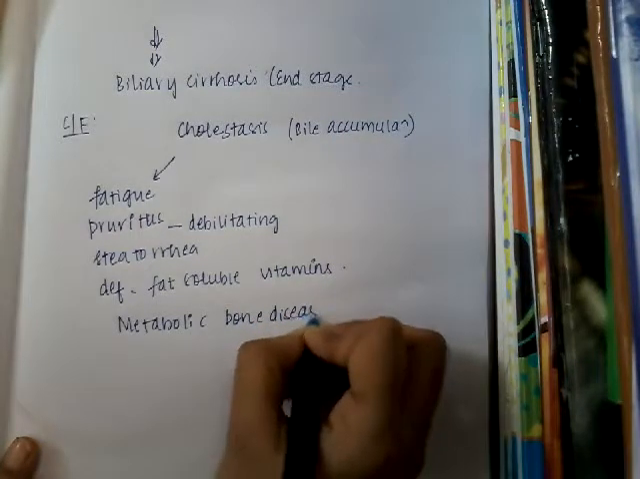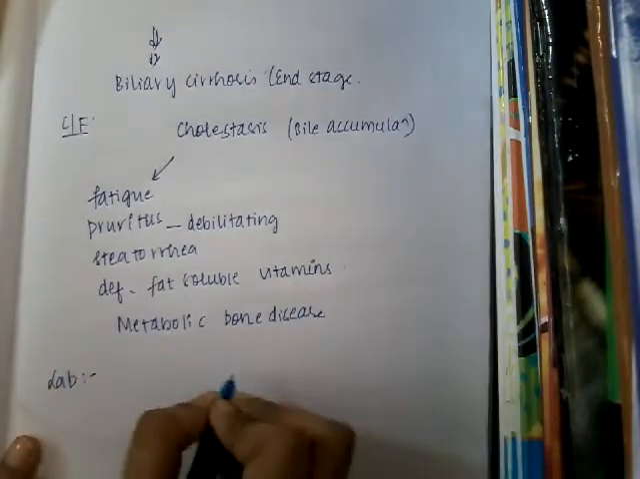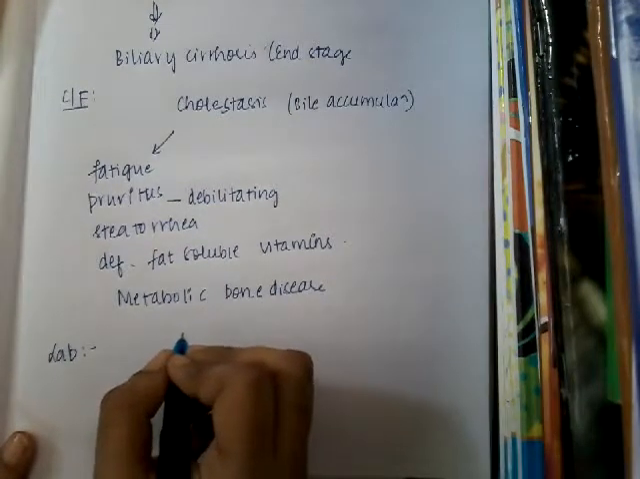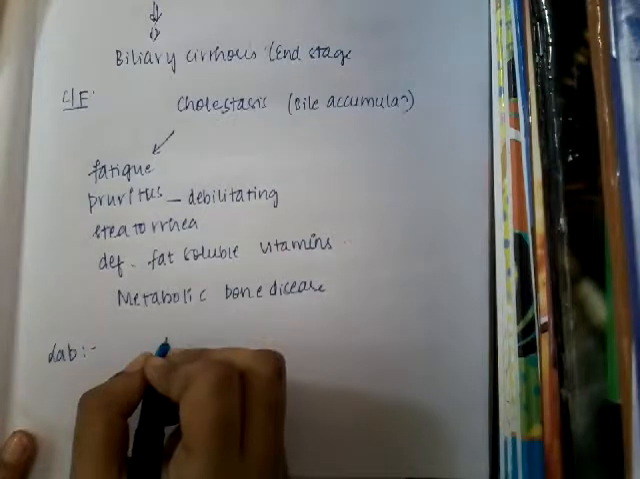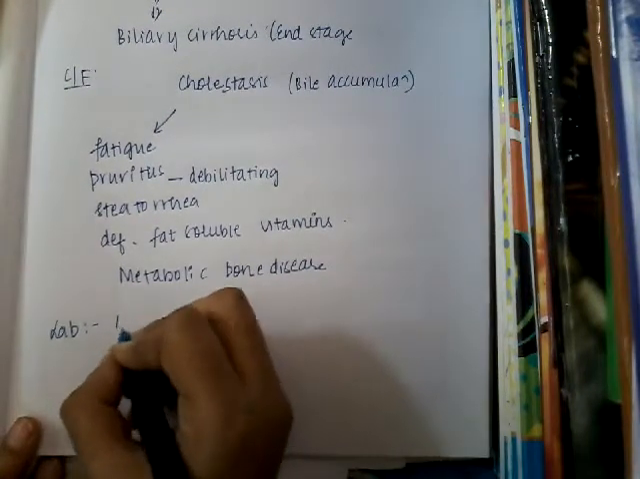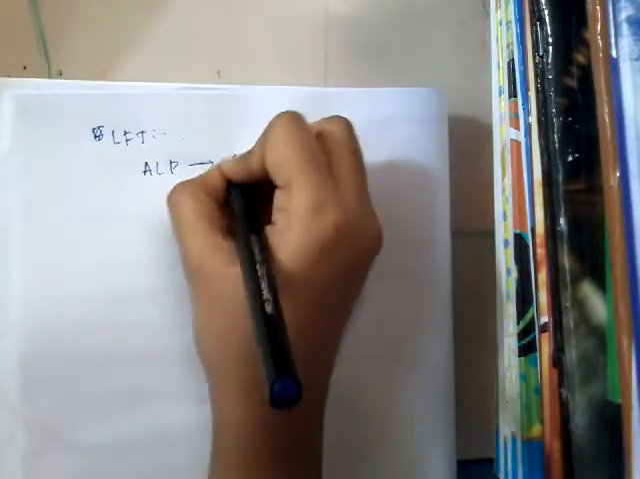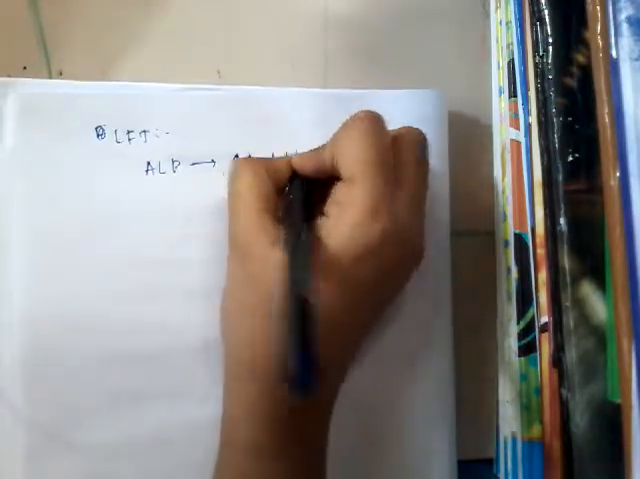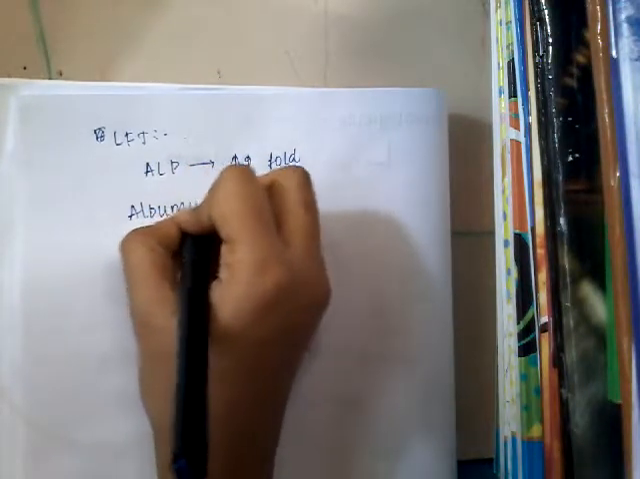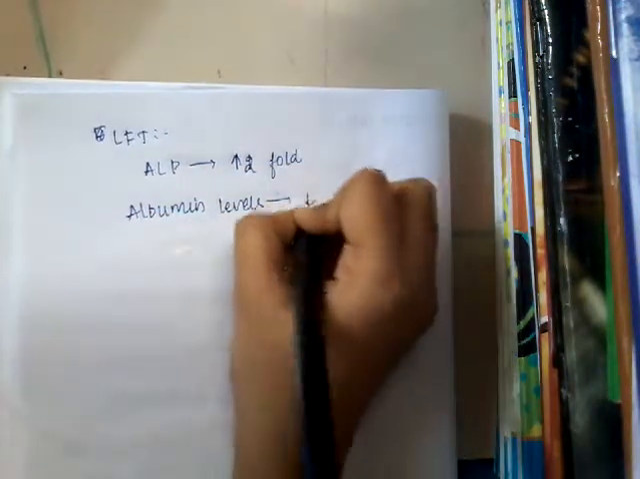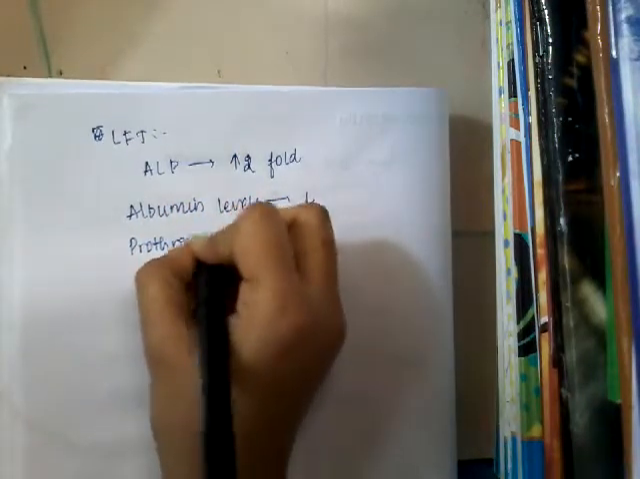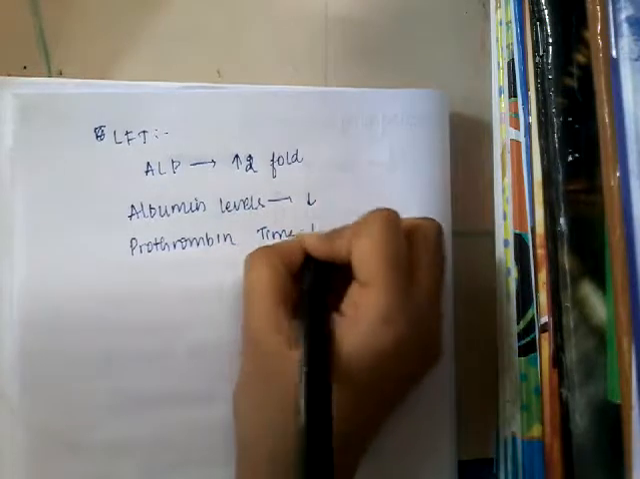Okay. Then laboratory findings. In primary sclerosing cholangitis there are elevated liver function tests. So let us see this. What are elevated in liver function tests? Alkaline phosphatase levels are increased two-fold, whereas albumin levels are decreased because of liver failure, and prothrombin time is also prolonged.